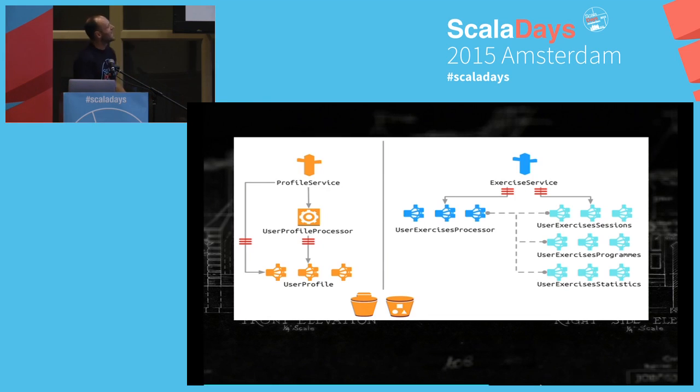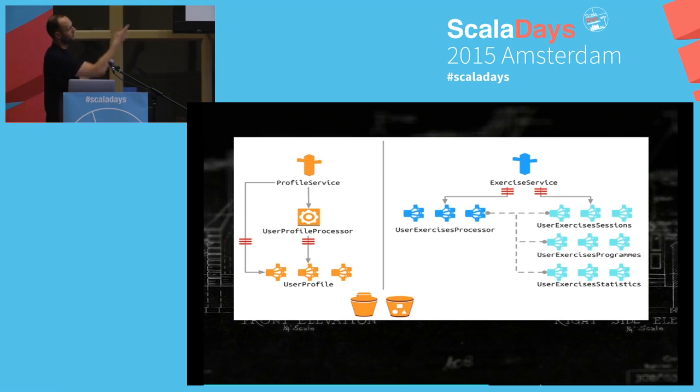Exercise service is a similar story, except even the user exercises processor is now a cluster sharded component. We have an instance of user exercises processor, the thing that receives the commands, per user. When the user is exercising, we have an instance of that guy. It persists the events, maintains some state, but we have some pre-computed views hanging off it. So that's the main difference. There are some questions that users typically want to know, and we can pre-compute them.